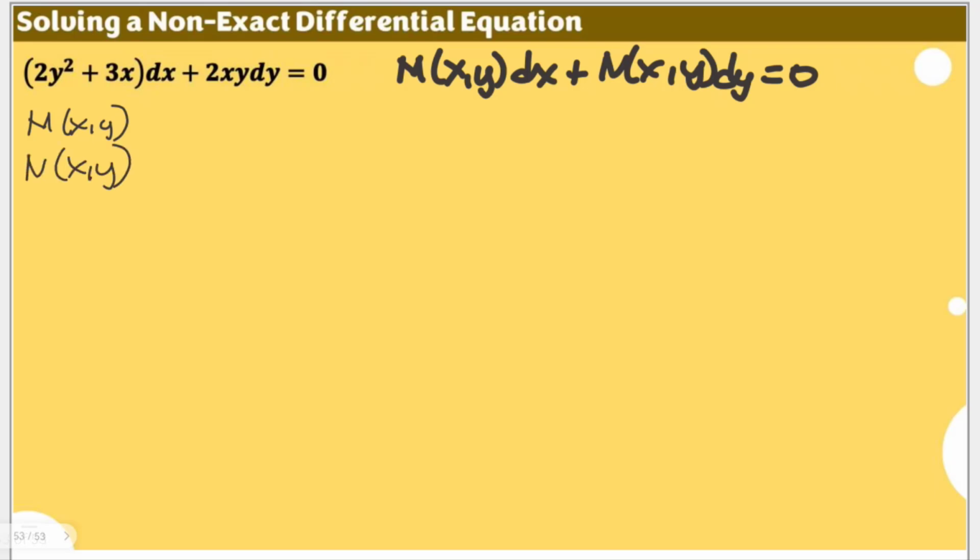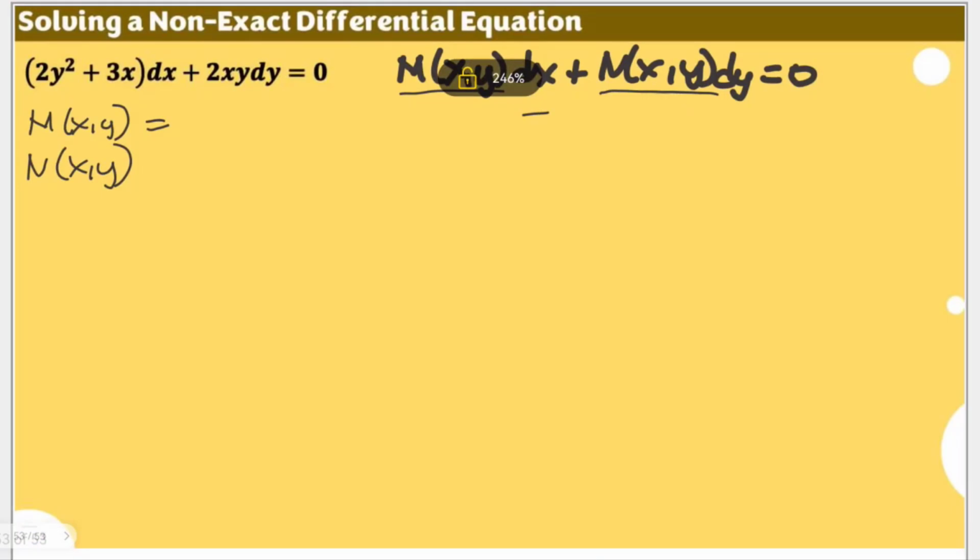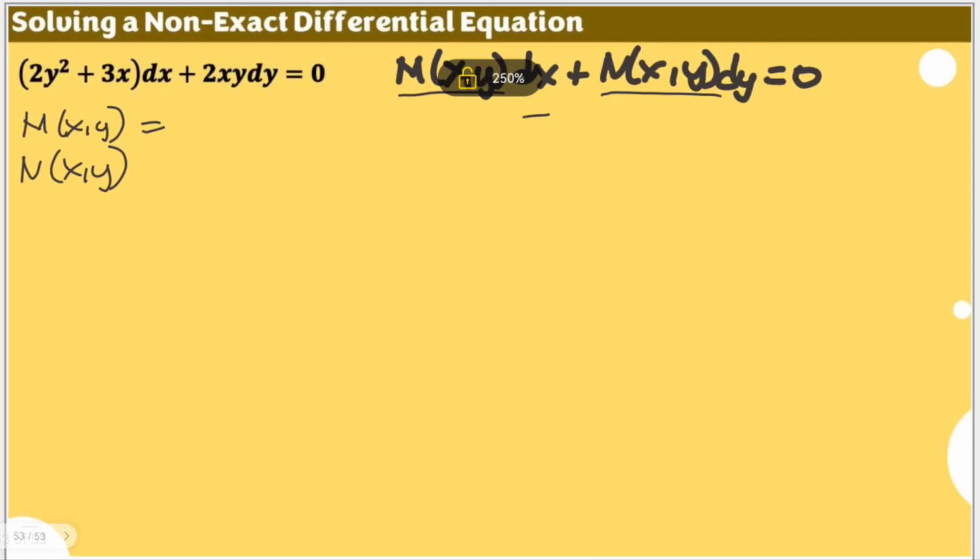They can easily be understood from the given function here. Of course, this was also done during the identification of whether this is a non-exact or exact differential equation. M of xy is the function beside dx, so that would be this function here: 2y squared plus 3x. For N of xy, it's the function multiplied to dy, and that would be this 2xy here.